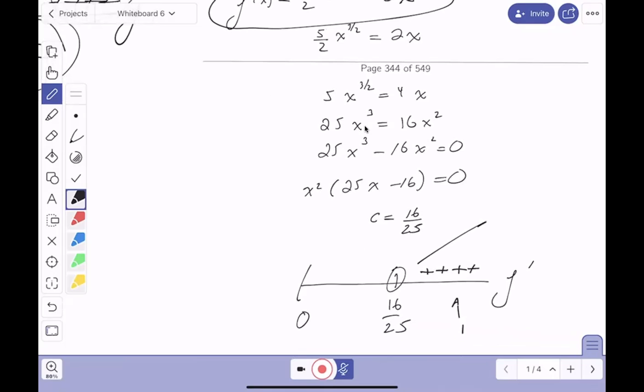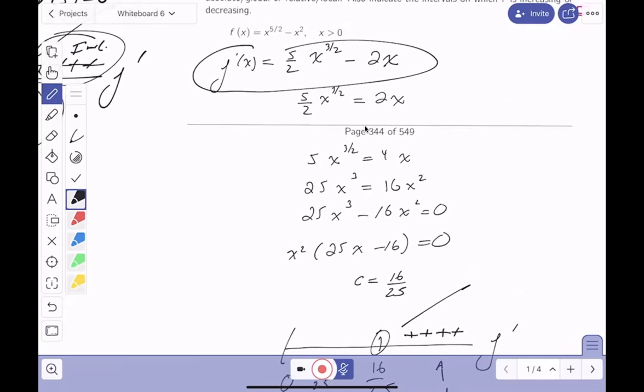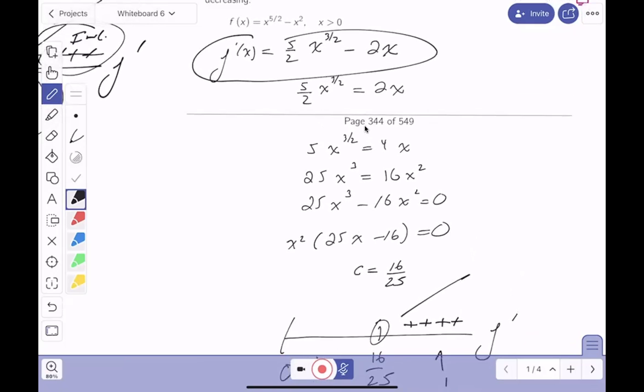All right, let's take a number below 1. And someone says, what's a good number below 1? I'm actually going to say, I'm sorry, below 16/25. A number below 16/25, I'm going to say 1/25. More difficult, but I got to plug it in. And we're going to plug into the derivative. So f prime of 1/25. What's it going to give me? 5 halves.